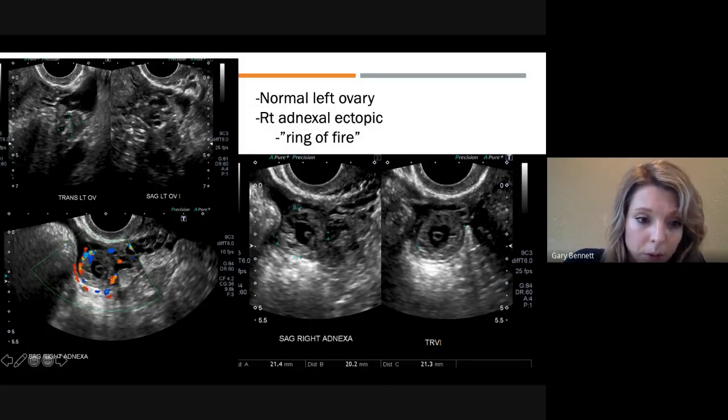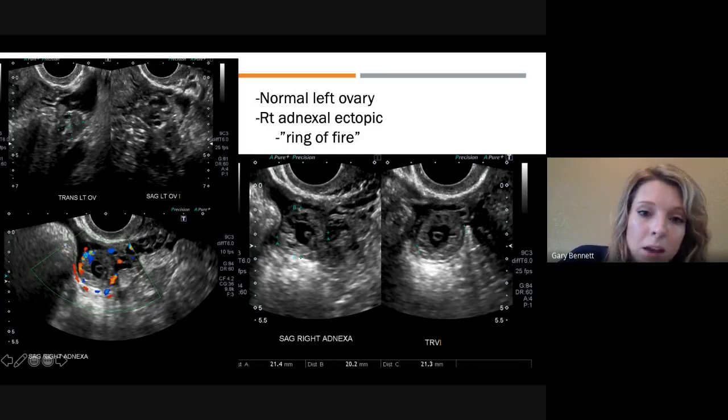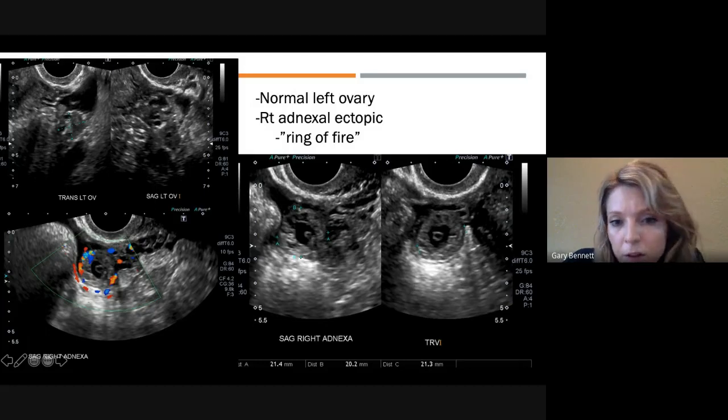This is what we're seeing on the right. So increased blood flow as an indicator of an ectopic. We call that the ring of fire. And in these images, I don't actually have the right ovary demonstrated. I'm not sure if it was visualized or not, but the important thing is that we visualized an ectopic.